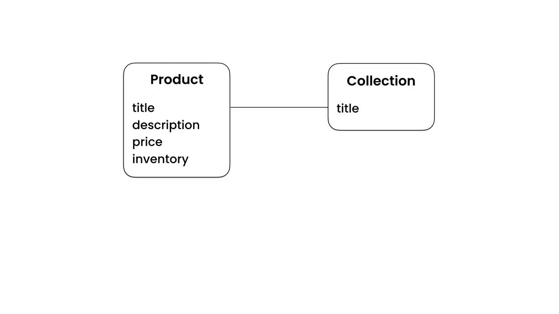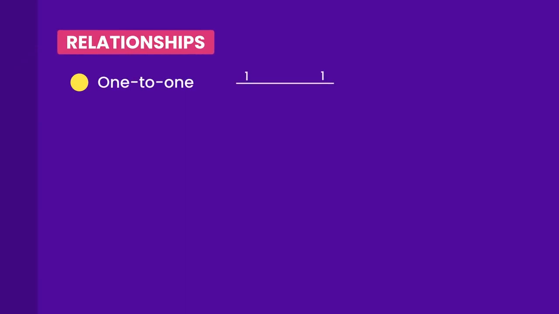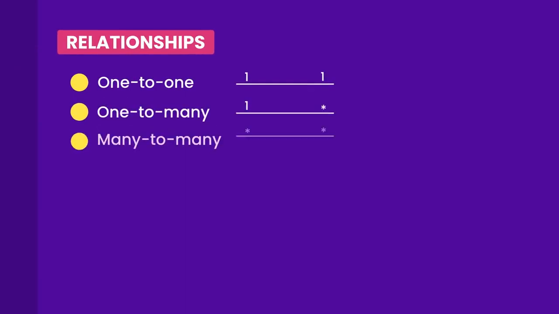Now, let's assume that in our application, a product can belong to one and only one collection, and a collection can have multiple products. So an asterisk represents many. We could also use an N here, okay? Now we have a one-to-many relationship between collection and product. So relationships can be one-to-one, one-to-many, and many-to-many.